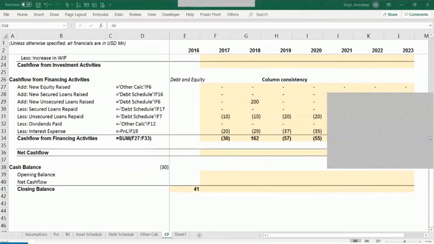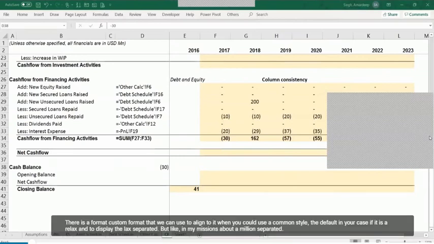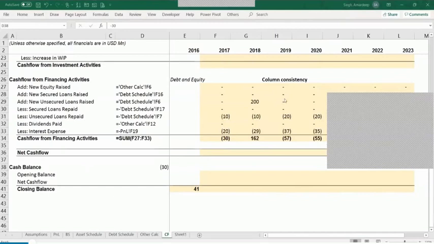Now the other part, how to capture the data in the lakhs and millions. There is a custom format that we can use to align to it. So you could use a comma style. The default in your case, if it is the lakhs, then it would display the lakh separator. But in my machine, I've got a million separator. So there is a way to switch between this by applying the custom formatting. So you could apply that over there.